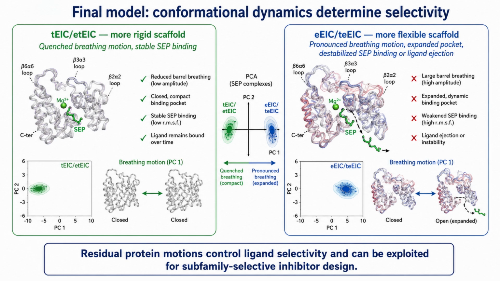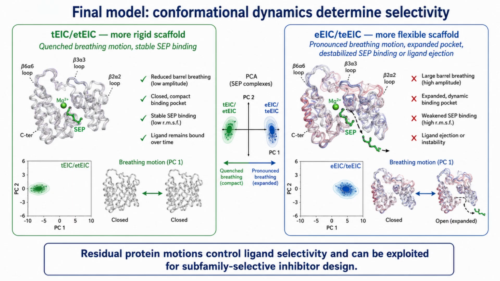In mesophilic E1C, SEP binding leaves a residual breathing motion of the barrel. This motion expands the binding pocket and destabilizes the ligand complex. In thermophilic E1C, the scaffold is more rigid. The breathing motion is quenched, and SEP remains bound.